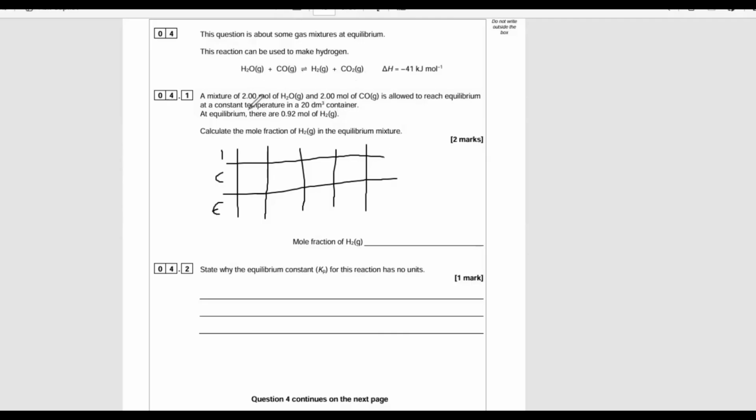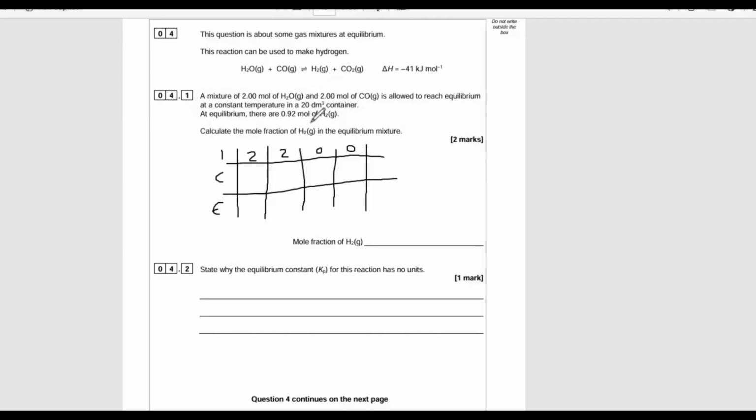A mixture of 2 moles of water, so I know I've got 2 moles of water. And 2 moles of carbon monoxide, so I know I've got 2 moles initially of carbon monoxide. Now, initially, you can't have any product, so these will always be 0 on the product side. And then it has to give us something that's changed for us to work out the equilibrium. We only need one thing, so let's check it out.